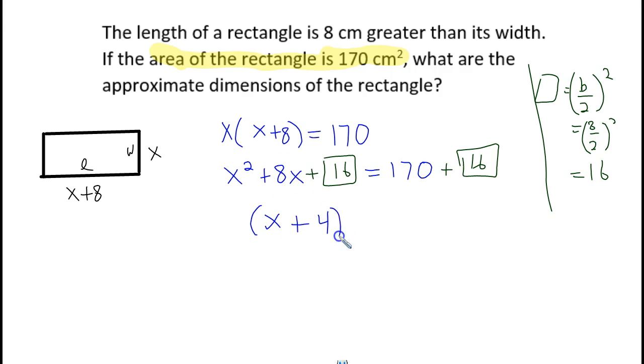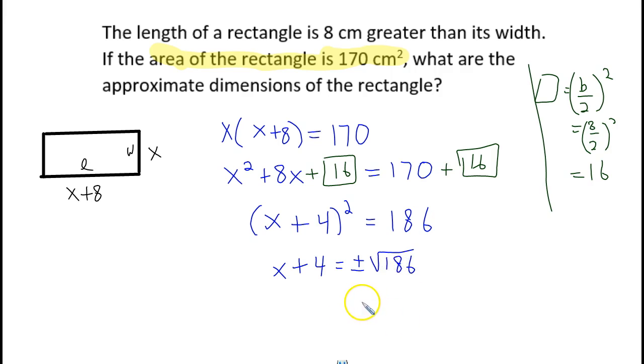It's going to be x plus 4 in parentheses squared. The left side is always going to be x plus or minus some number, all in parentheses squared. And then on the right, we've got 170 plus 16, which is 186. Now, as is normal with completing the square, I'm going to take the square root of both sides of this equal sign. When I do this, the left side comes out as x plus 4. And the right side is going to be, remember, positive or negative square root of 186.